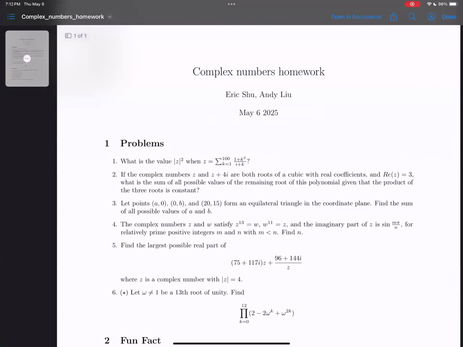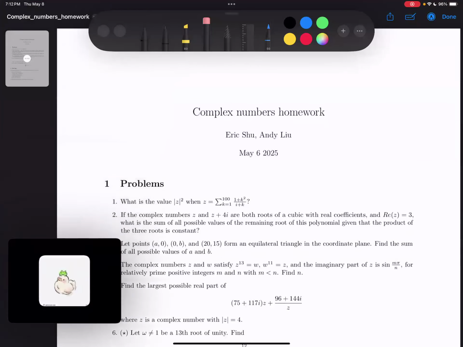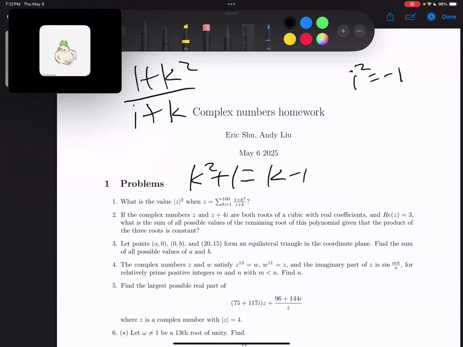Okay, I have pulled up the files. Let's start with the first problem. 1 plus k squared over i plus k. The nifty thing about complex numbers is that i squared is equal to -1. That allows us to factor some very weird quadratics like k squared plus 1, which is namely k minus i times k plus i. That's basically just a squared minus b squared if b squared was -1, or b equals i.